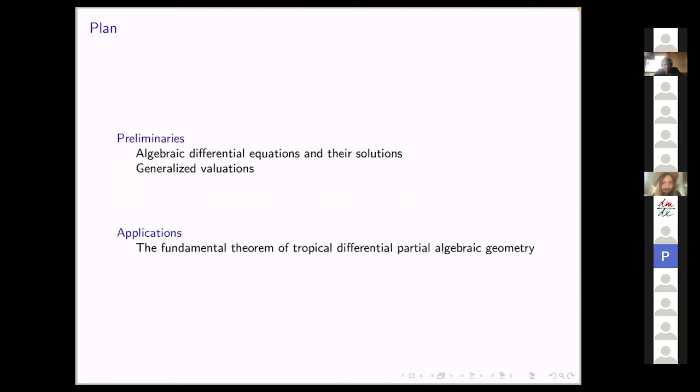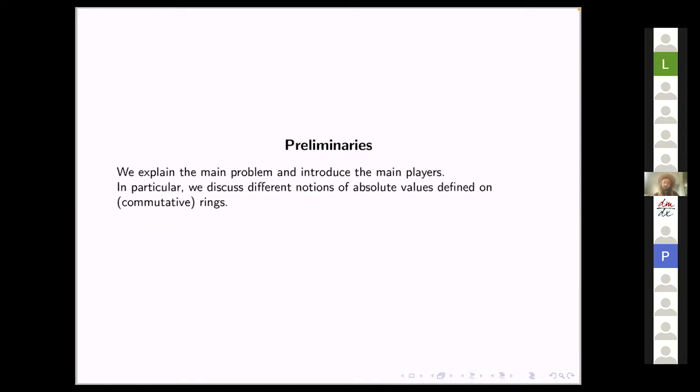So my plan splits into two big chunks. The first one is some preliminaries about these objects, and the second one is to talk about applications of them. So here in the first part, I will be introducing the main players of this game. I will be speaking about commutative rings, so everything is going to be commutative and with unit. And I will also introduce some notions of absolute values.